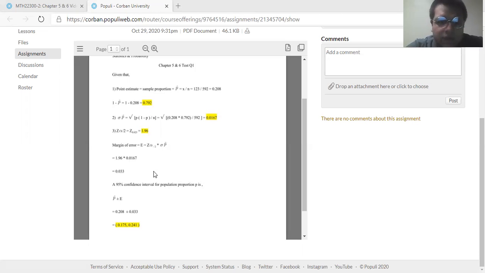And for the last part, finding the 95% confidence interval for the population proportion, we just use this formula: p hat plus or minus sigma. We plug those two in, and that eventually gives us the interval, which is 0.175 and 0.241. And that is essentially all of it, just a matter of plugging the right numbers into the right equation.